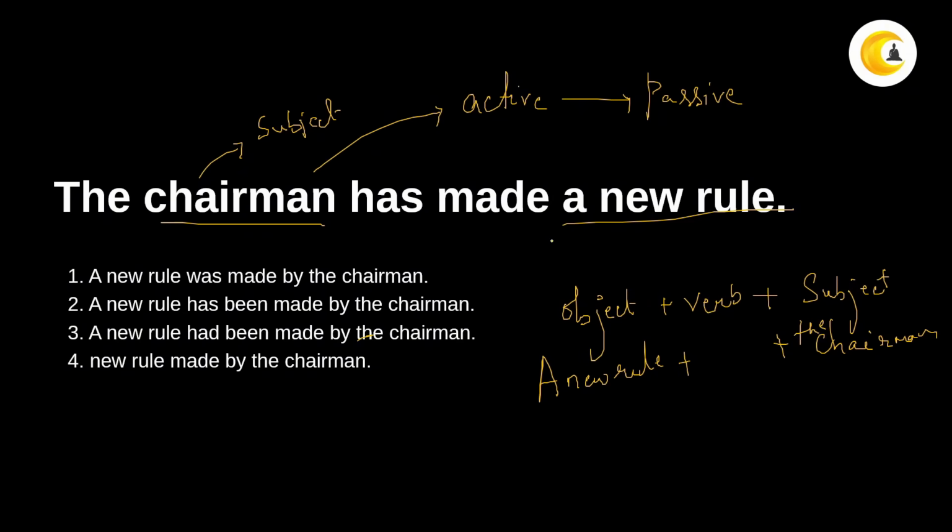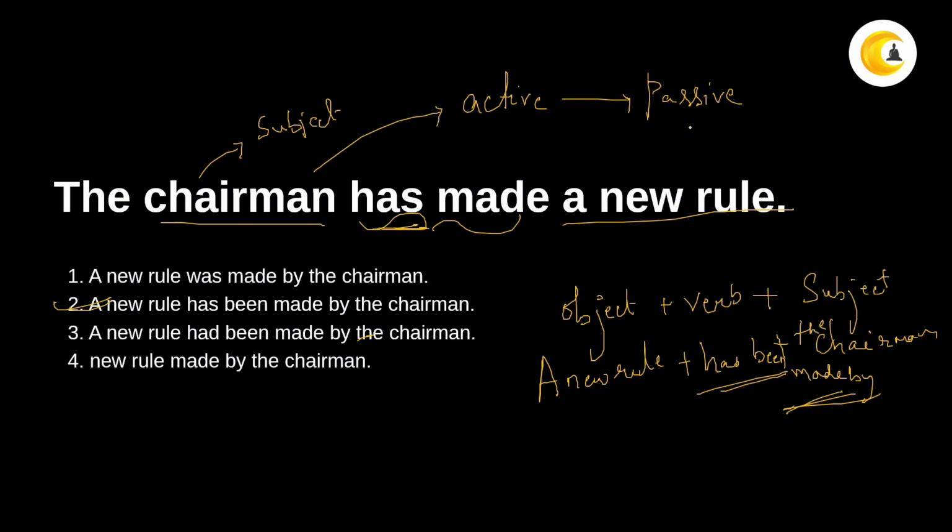What is your verb form here? Has made. He has already made it, right? So what will it be? It will become something using has. So put it down here. Has been. A new rule has been, obviously you'll put made, because he did what with the new rule. A new rule has been made by the chairman. By, obviously, because we are converting it to passive. So where do you see that? I guess that is in option number two. A new rule has been made by the chairman.